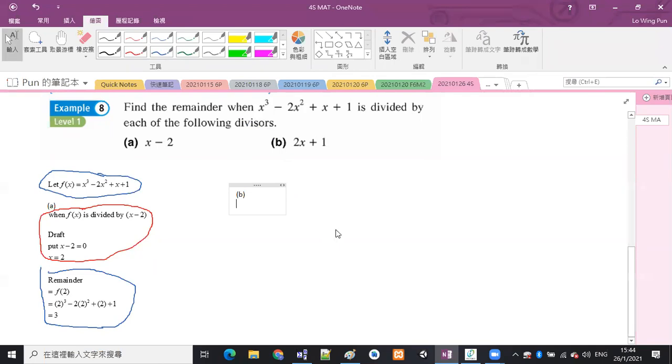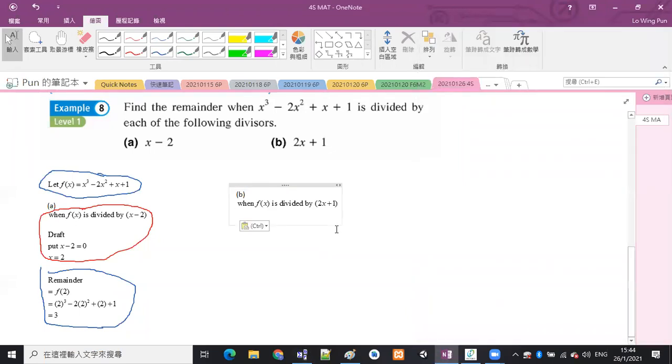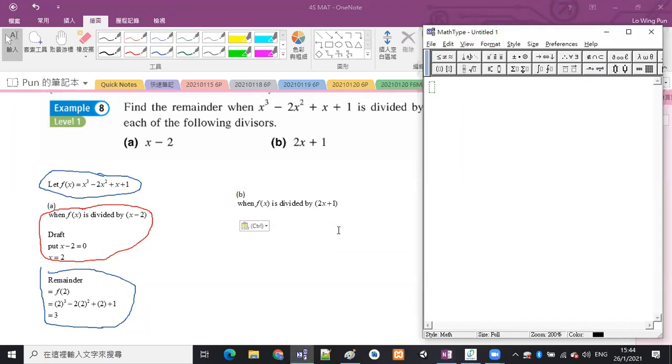Part B. This time when f(x) is divided by 2x plus 1, the divisor is 2x plus 1. So the remainder is equal to f(number). Again, f(number). What number should I substitute into the f(x)? We need to do it in the draft.